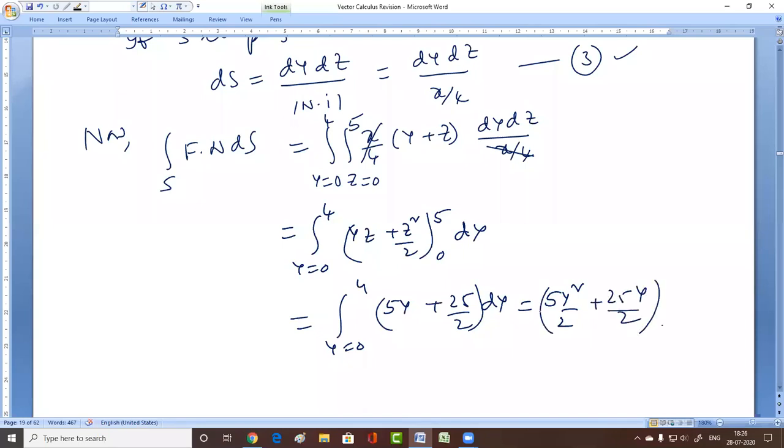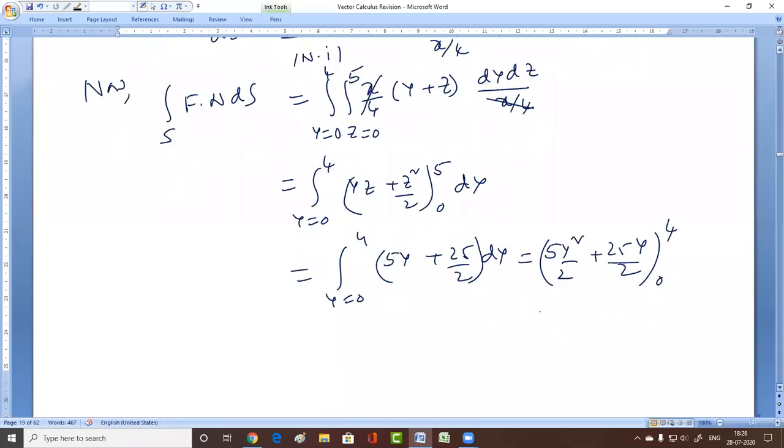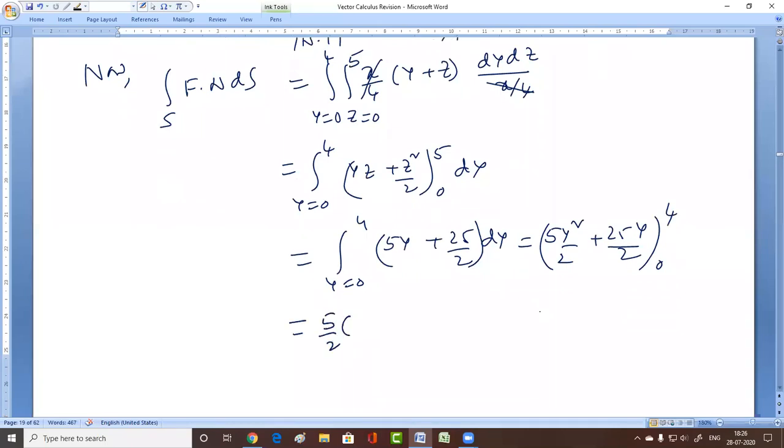Now substitute the limits. 5 by 2 into 16 plus 25 by 2 into 4. So this is 8 times 5, that is 40, and this is 2 times 25, that is 50. Total value is 90. I will repeat again.